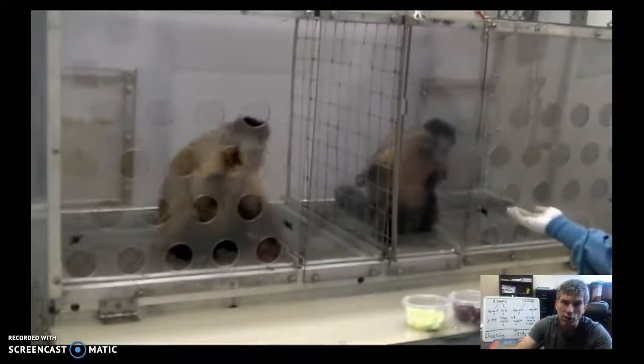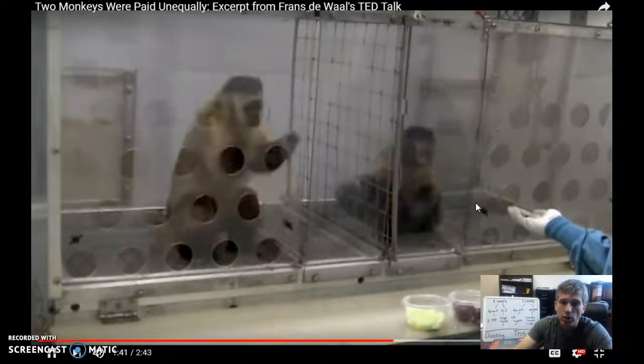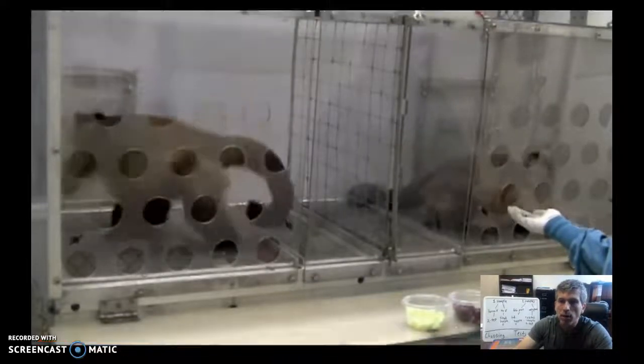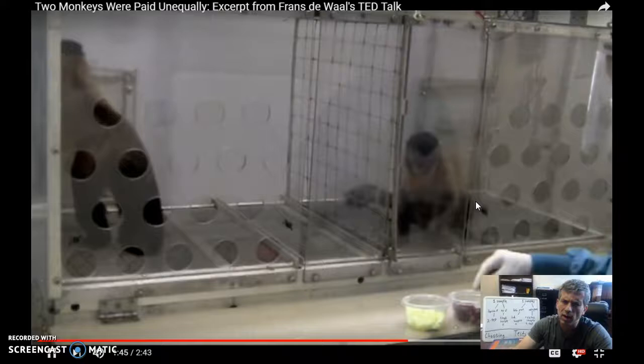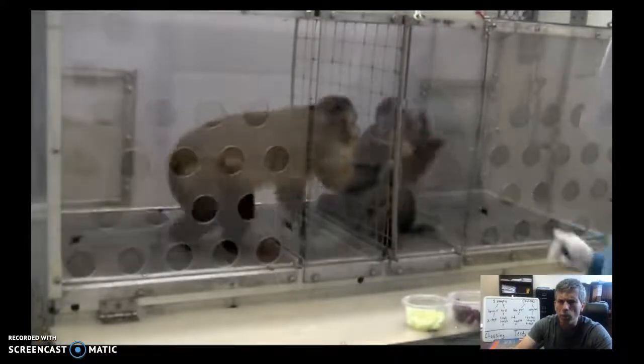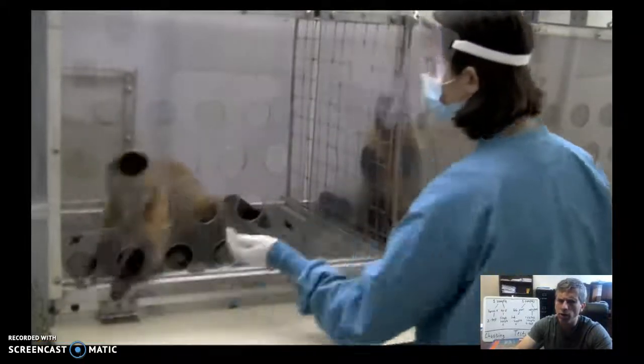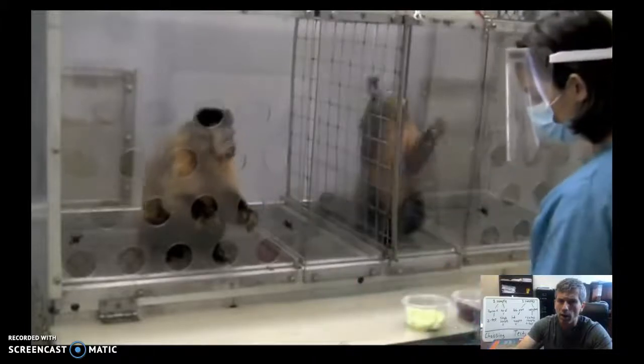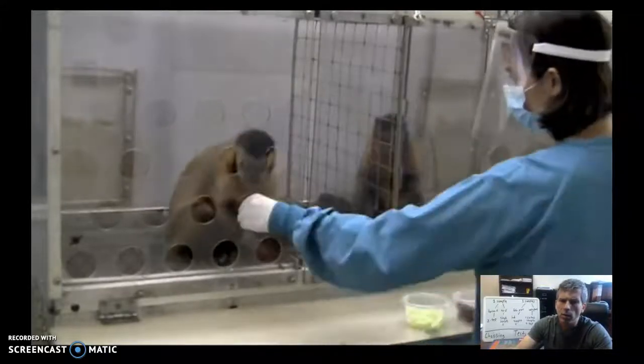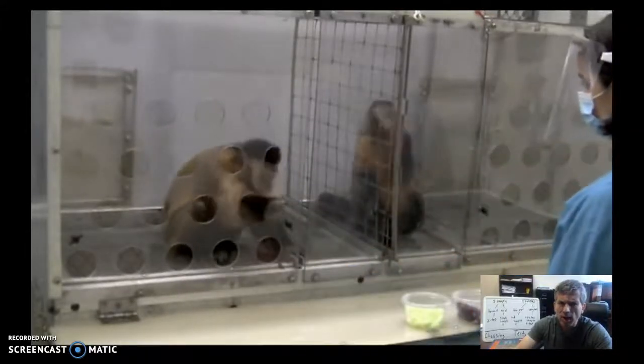So monkey one does the job. He mows the lawn or whatever, and he gets his cucumber. All right, that's fine. I'd like some more. Now he's got to wait for the second monkey. Okay, second monkey's doing the same thing. But hang on, whoa. Second monkey's getting a grape for doing the same thing. Oh, we're getting grapes now. Here's your rock. Give me my grape. Wait, I'm getting a cucumber? Hang on, he got a grape.